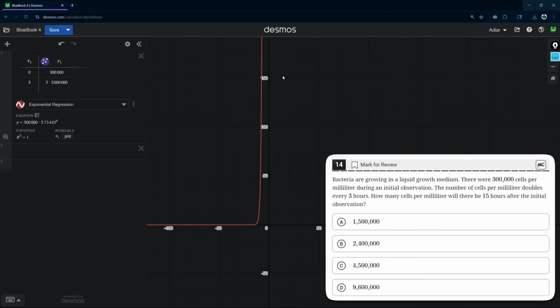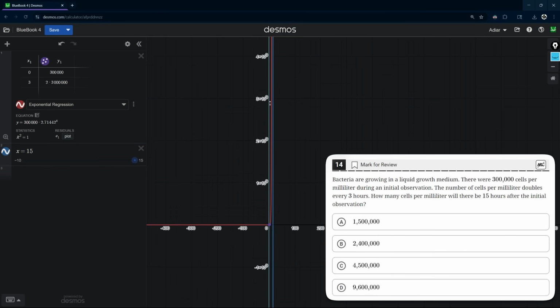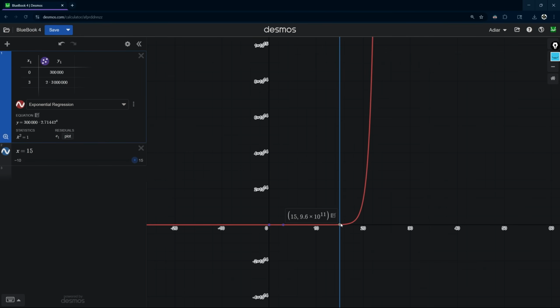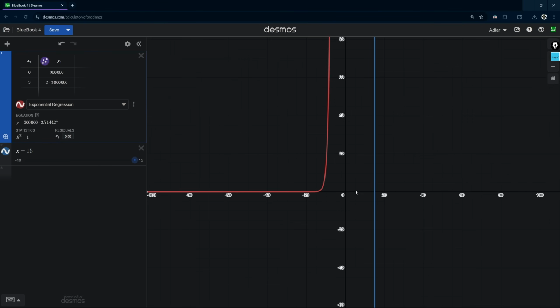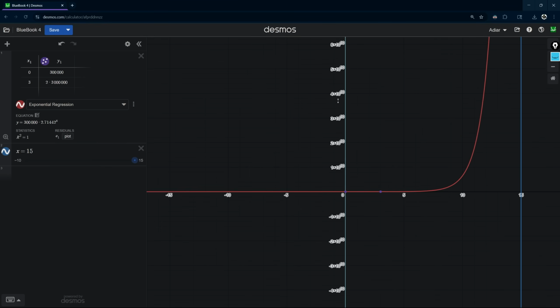So the first way, if I were to use regression with a table, I would press shift and slide this way down. And then I would go x equals 15. And I would have to scroll way down, keep on scrolling. And there we go. Right there. And we get 9.6 times 10 to the 11. And that's just really weird to look at. Like, that is a long time of scrolling down.